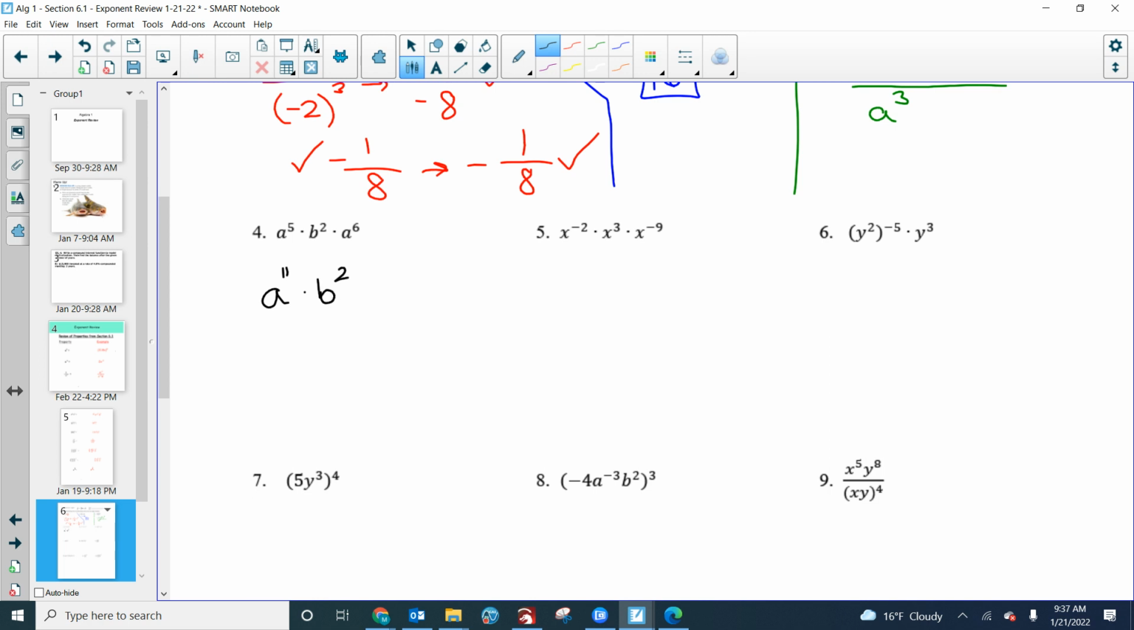So what's the rule? If you multiply terms that have the same base, you do what with their exponents? Add them. Add them up.